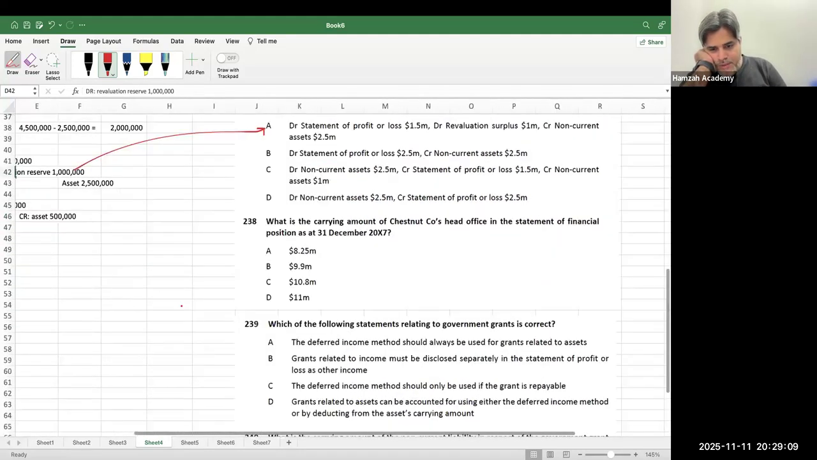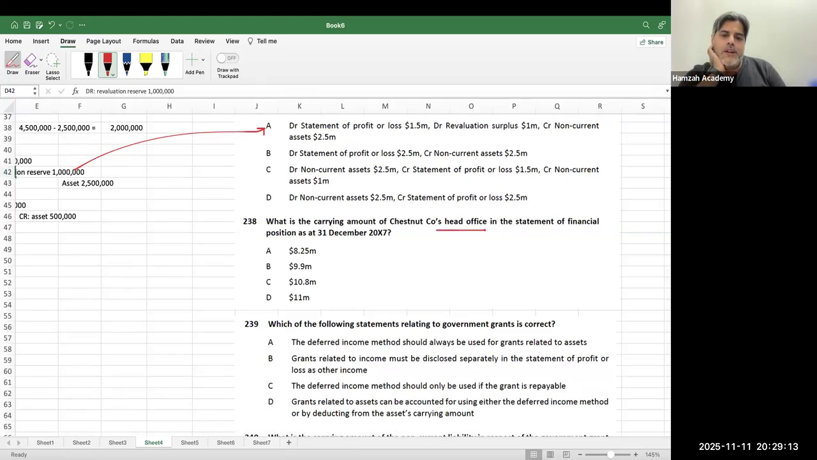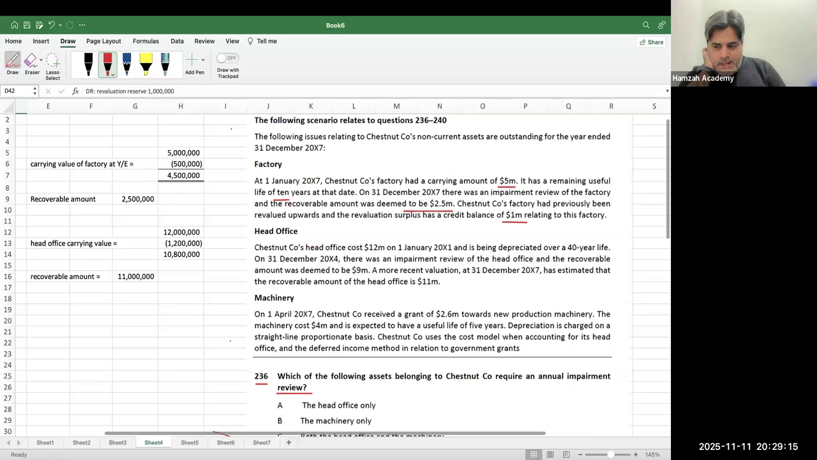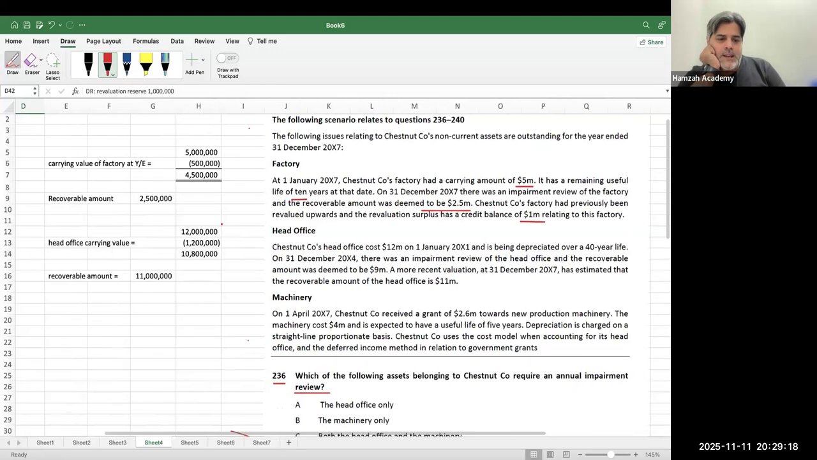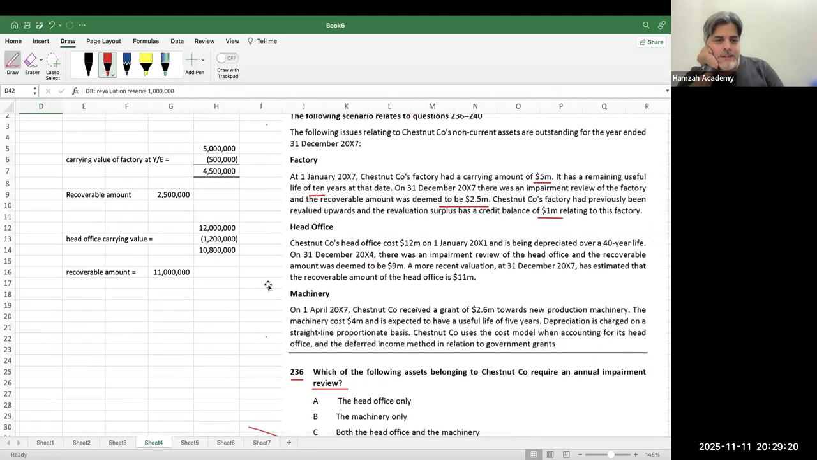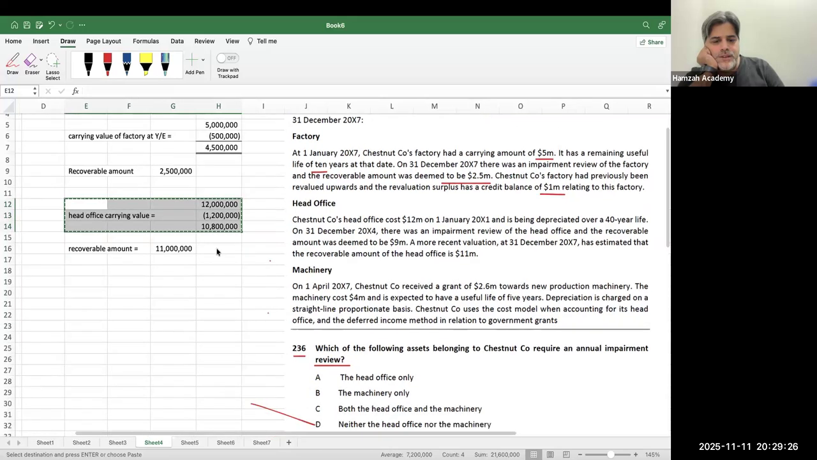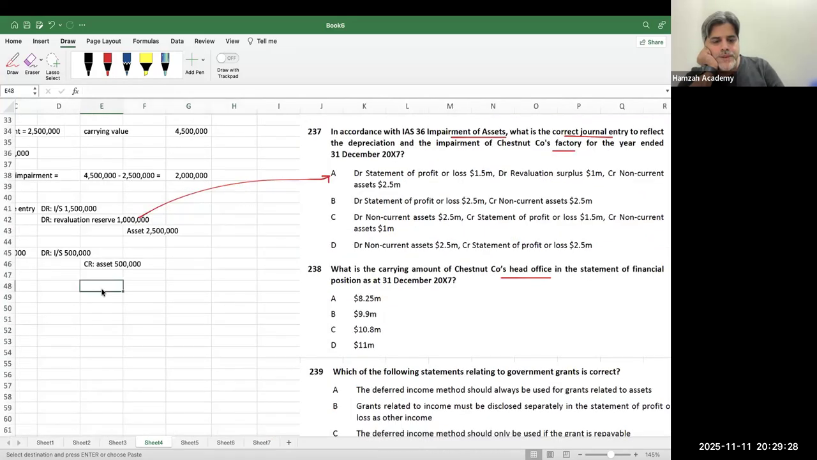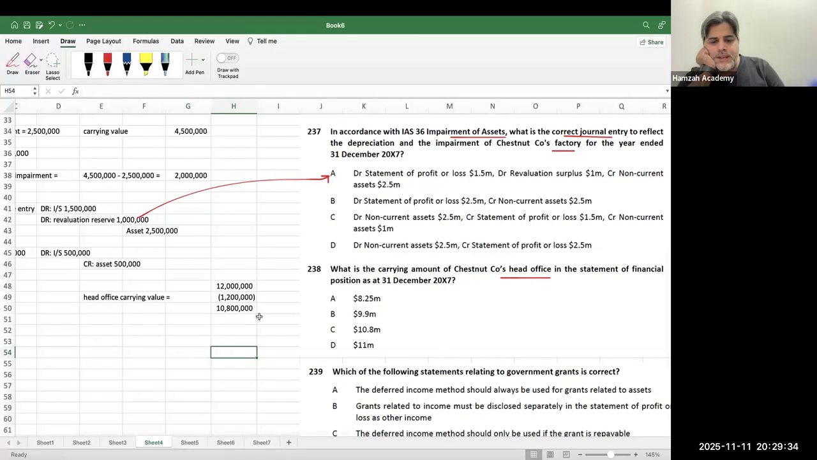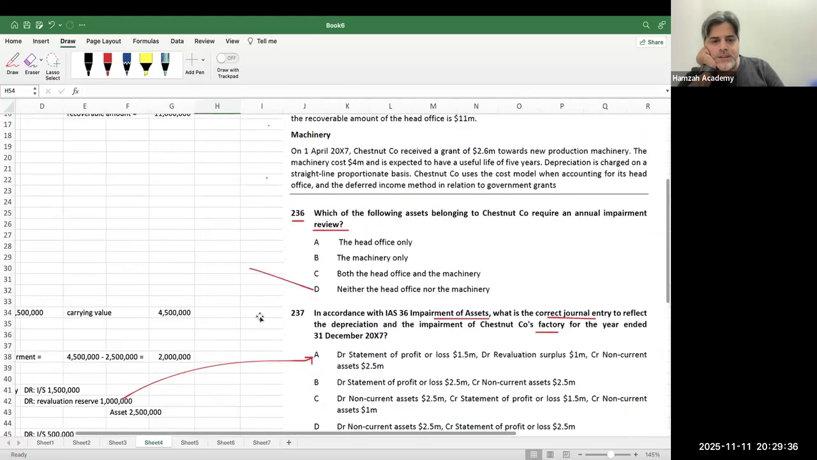Then what is the carrying amount of Chestnut's head office in the statement of financial position? This is the head office over here. And I have calculated the carrying value of the head office over here, so I'm just going to paste it over here. So that is then 800 over here, right? And let's just cross check it again.